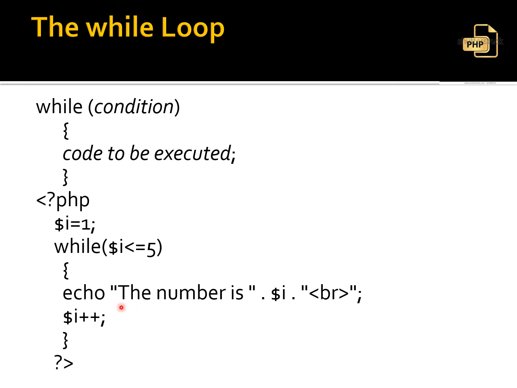So here the numbers from 1 to 5 will be printed because the loop condition is less than or equal to 5 and the initial value is 1. So 1, 2, 3, 4, 5. After the 5 execution, $i plus plus makes the value 6. So when it moves to checking the condition, it is false, and it exits from this particular loop.